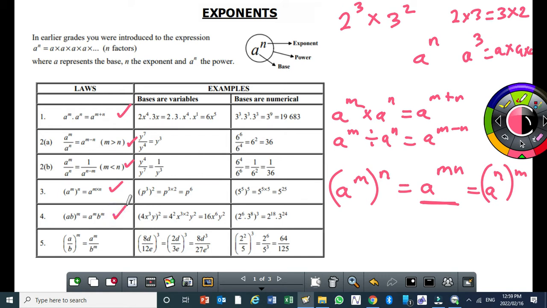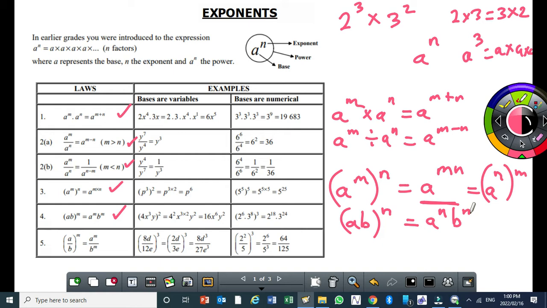Then, number 4, right? Number 4, if you are multiplying bases and they are both raised to the same exponent, okay? You are allowed to distribute the exponent outside. Because remember, the exponent of this a is a 1, the exponent of the b is a 1. So this will be equivalent to a to the power of n times b to the power of n.